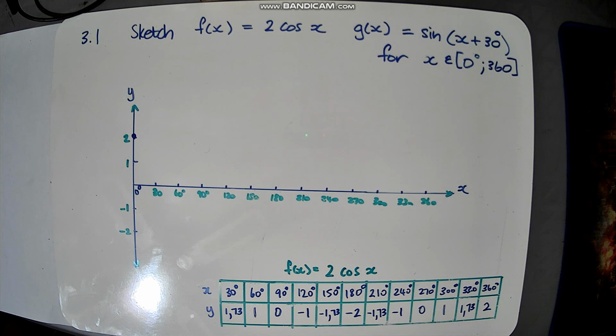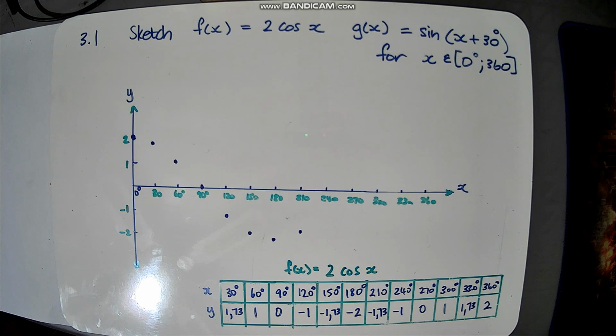At 0 we will get 2. At 30, 1,73 is y. Plot it. Then at 60 we get 1. At 90 we get 0. When x is 120 degrees we get minus 1. When x is 150 degrees, we get minus 1,73. At 180, we get minus 2. Do correct 180, it should be minus 2.